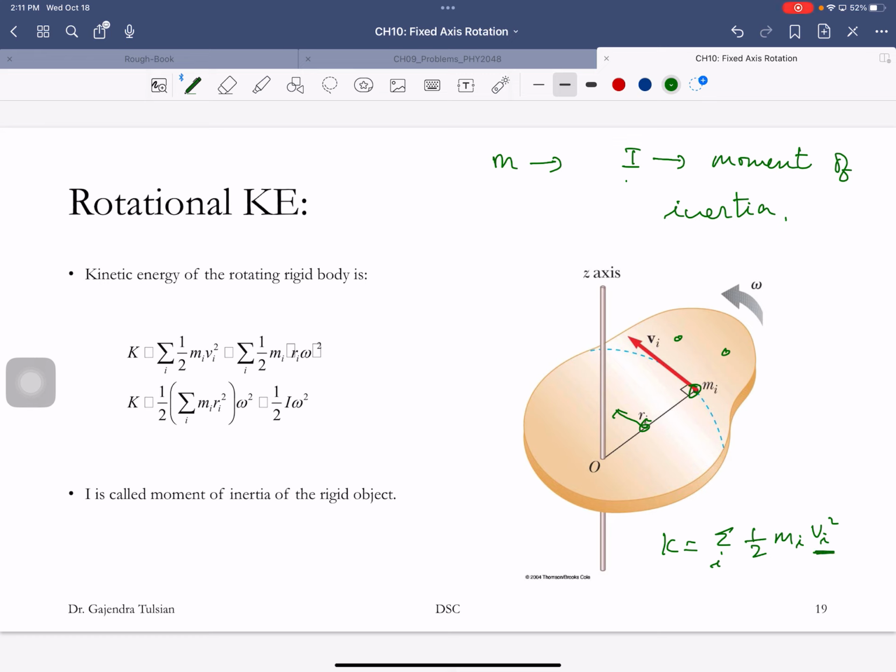The problem is each piece is going at different speeds. But we can be smart about it, and we can write this as Ri omega. The angular velocity is the same for each piece. You put that in here, Ri omega square, and omega is the same for each piece, so that can come out. What this formula is saying is the kinetic energy is 1/2 summation over i of mi Ri square omega square. What is this piece? This piece is the mass of this piece times how far you are from the axis squared, and you sum over all the pieces. And this we call the moment of inertia.